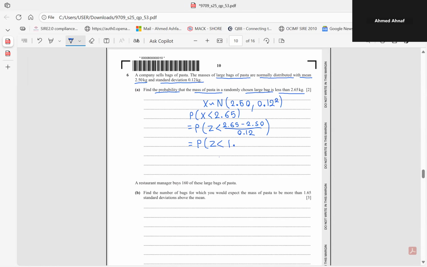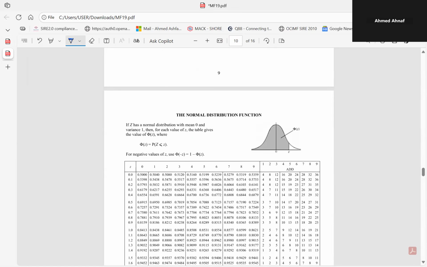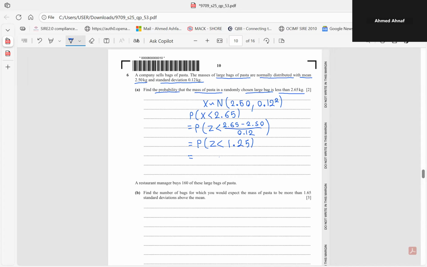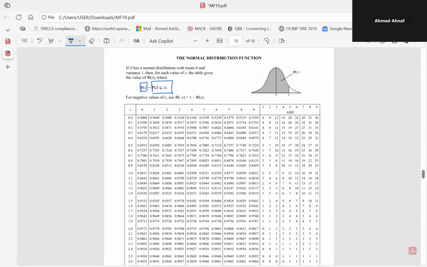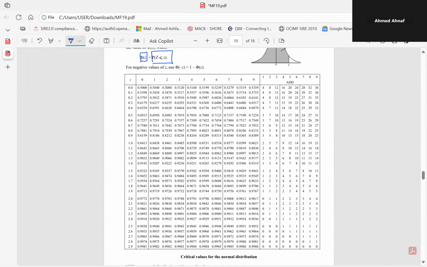You would get 1.25. So this, you can just write it as a function of phi using the notation in our MF19. Yeah, so this is a normal distribution table. So phi(z) has to be equal to the probability of Z being less than z. So we can rewrite this as phi(1.25). So now we're going to find the value of z equal to 1.25.